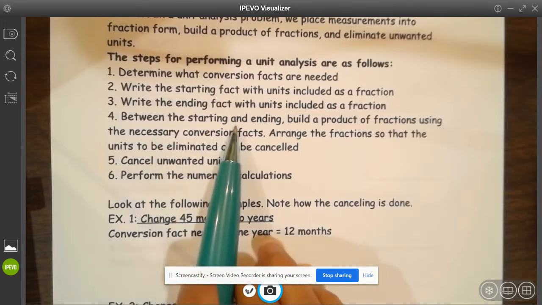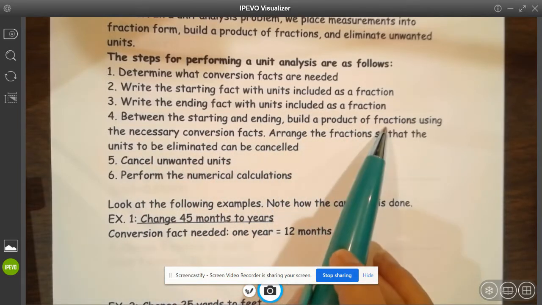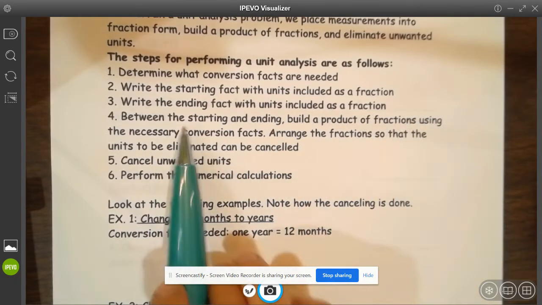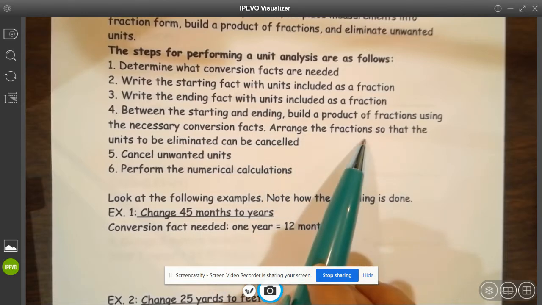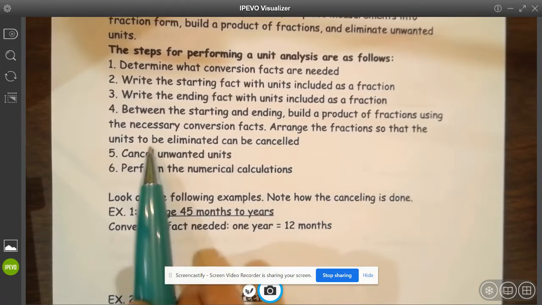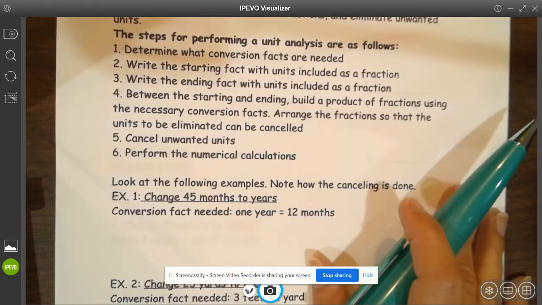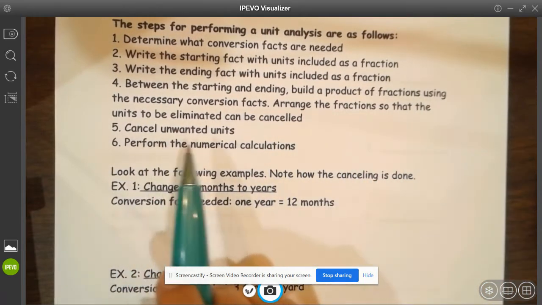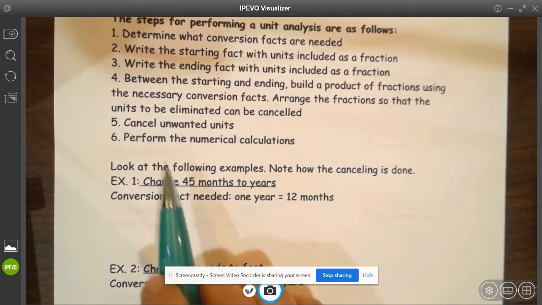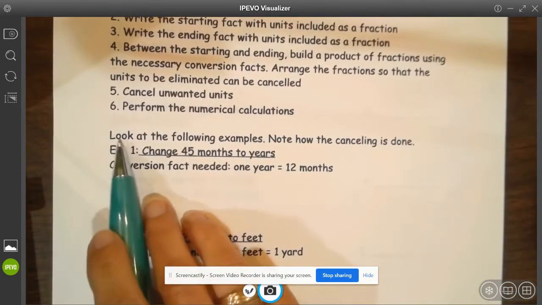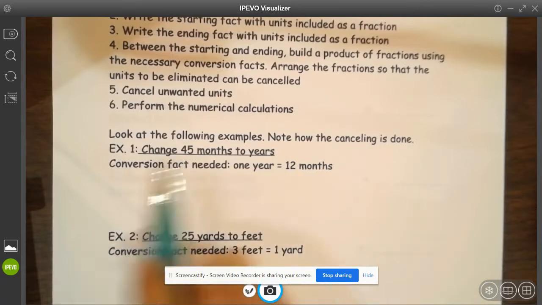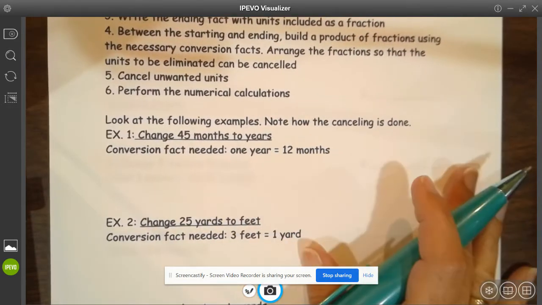Number four, between the starting and end, build a product of fractions, so multiplication of fractions, using the necessary conversion facts. So you're going to have to find some information first before you solve the problems. Arrange the information, the fractions, so that the units can be eliminated or be canceled. Number five, cancel unwanted units. Number six, perform the numerical calculations. You're going to need a calculator. All right, so let's look at some examples. So know how the canceling is done. So I'm going to set them up for you, and then we're going to start canceling stuff.